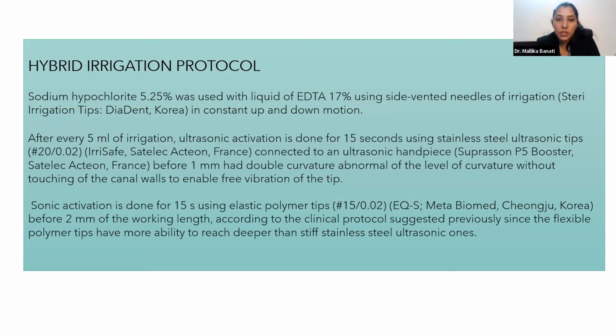After 5 ml of irrigation, ultrasonic activation should be done for 15 seconds using a stainless steel ultrasonic tip connected to the handpiece. Before the curvature, place the tip 1 mm short, without touching the canal walls, to enable free vibration of the tip. So try going into a good working length. Full might not be possible, but at least till the first bend of the curvature if you have two bends in the curvature. Sonic activation is then done for 15 seconds using an elastic polymer tip. This cleans the apical part which we have left.